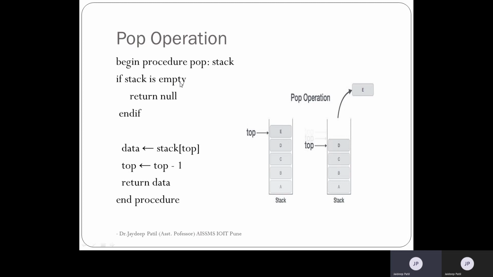Next is the pop operation. As said before, an element which is removed from the stack is always removed from the top of the stack. For that, you can check the pop operation. First check whether your stack is empty or not. If the stack is empty, then we produce an error. If the stack is not empty, then access the data element at which top is pointing, and decrease the value of top by 1.